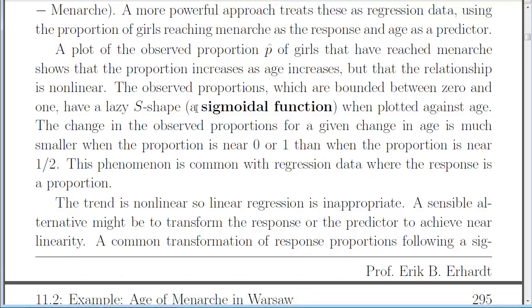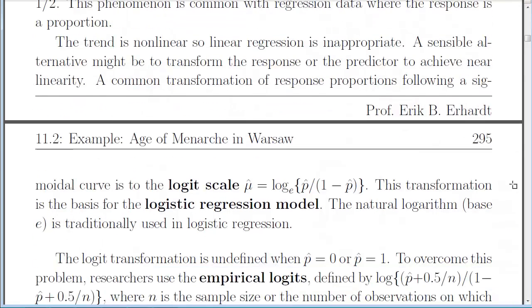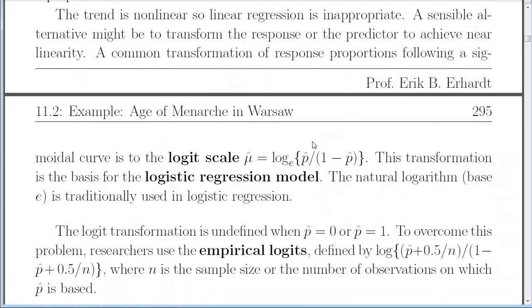So we just looked at that lazy S sigmoidal function. And so now we need to think about modeling the data on the scale that we're going to model it on, which is on the Logit scale. So we're going to use this Logit link function, which takes the proportions or the probability of success and takes the log of the odds. And so the Logit is just a name given to the log of the odds.